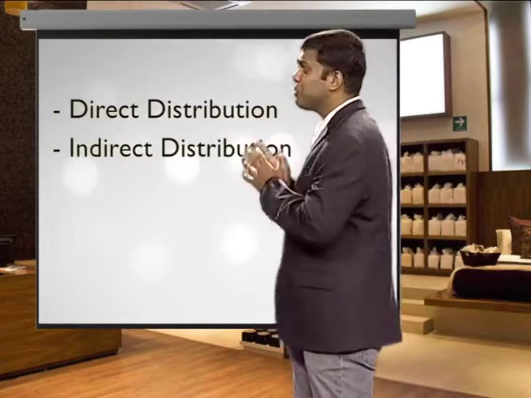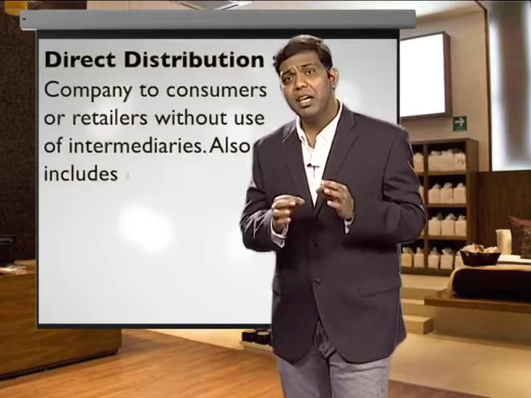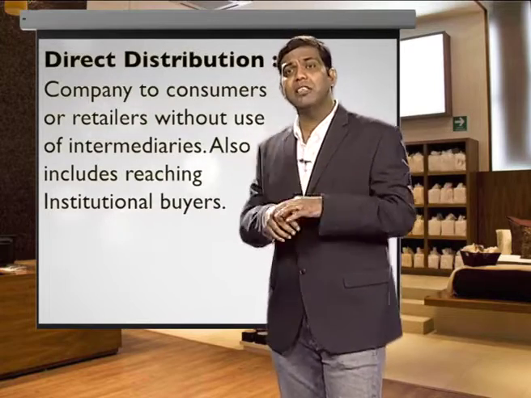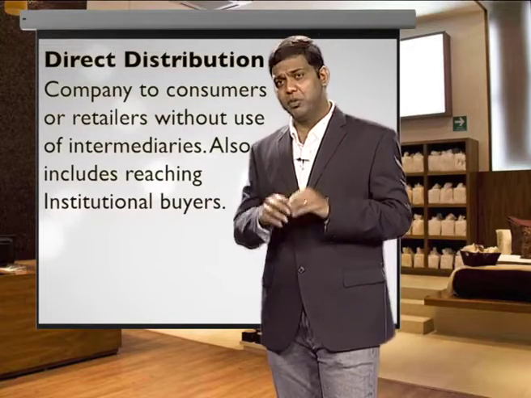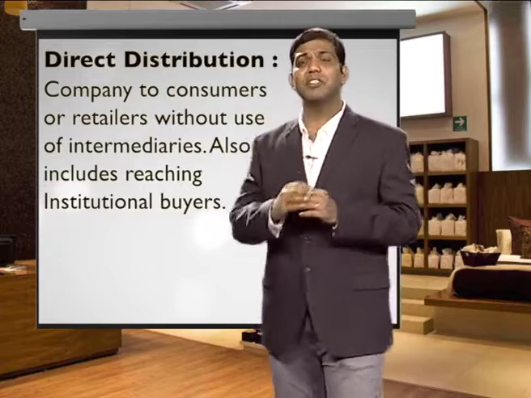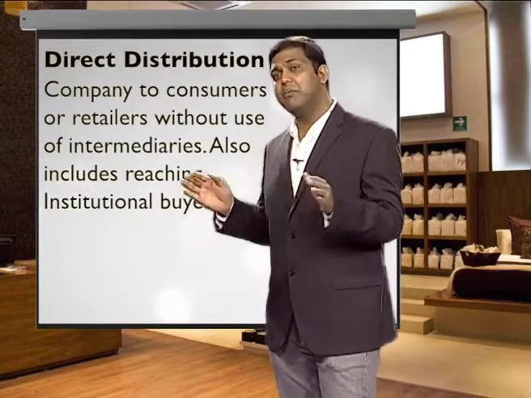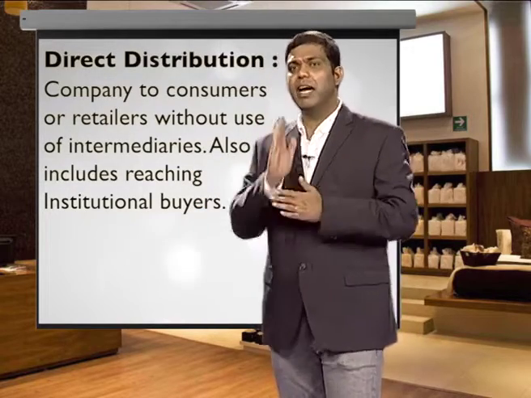Now what is direct distribution? Direct distribution is when the company sells to consumers or retailers without any intermediaries. So basically, when the company is interacting with consumers directly without having any middlemen, without having any intermediaries, it is called a direct mode of distribution. It includes reaching out to institutional buyers, selling on the internet, etc., which are all elements that are part of the direct mode of distribution.